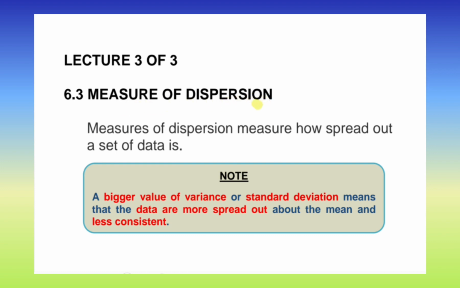Now we will learn the last subtopic of chapter 6, data description, which is measure of dispersion. Measures of dispersion measure how spread out a set of data is. To determine the measure of dispersion, we need to find the value of mean, variance, or standard deviation. A bigger value of variance or standard deviation means that data are more spread out about the mean and less consistent.